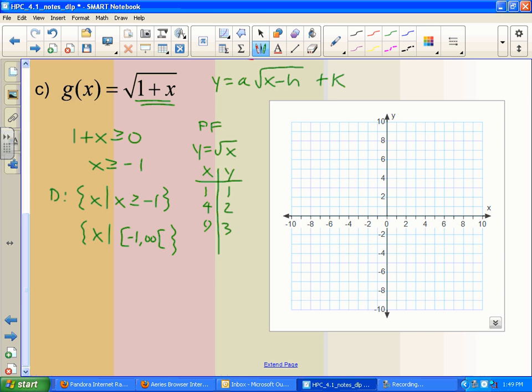So I can look at this 1 plus x, and I see that in this case, this is the same thing if I switched it around. My h is a negative 1. So my hk, which isn't a vertex for square root functions, this is the start point. My hk in this case is negative 1. Well, if we look at our domain, that's where we start, at negative 1. So I go negative 1, 0, and then right 1 up 1, right 4 up 2, right 9 up 3, and there's that graph.